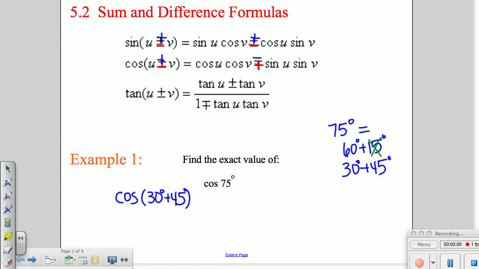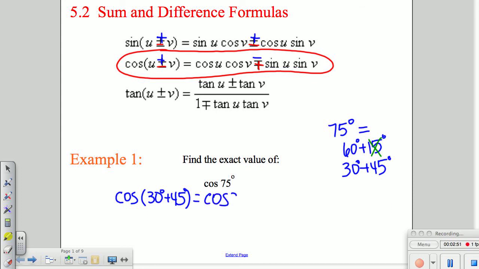Now, I'm finding the cosine of a sum. So I'm going to go up here to my cosine formula, and I'm going to use the cosine of a sum formula. That means I'm going to use this formula in the middle, and I'm going to use the signs on the top because I'm having a sum. When I plug those in, I get cosine of the first angle, 30 degrees, times cosine of the second angle, 45 degrees, minus sine of the first angle, 30 degrees, times sine of the second angle, 45 degrees.